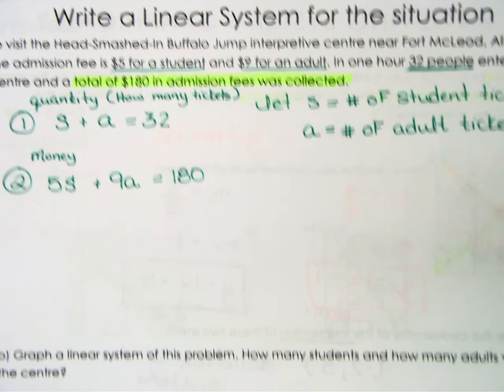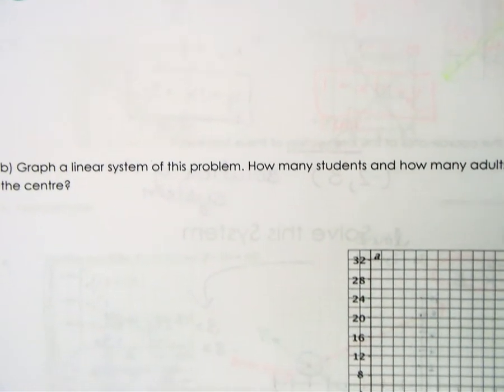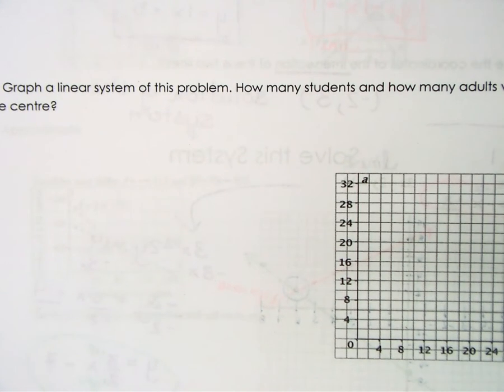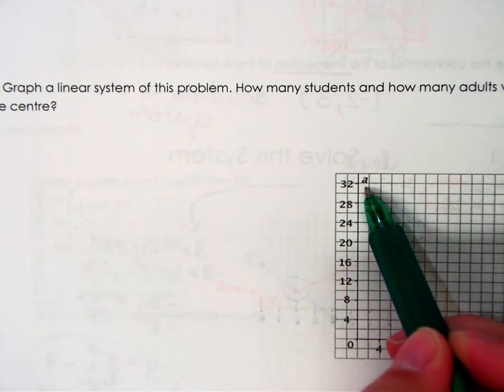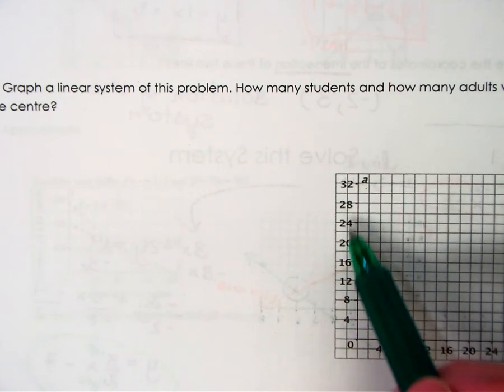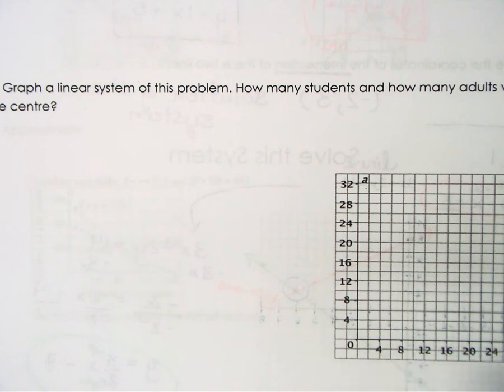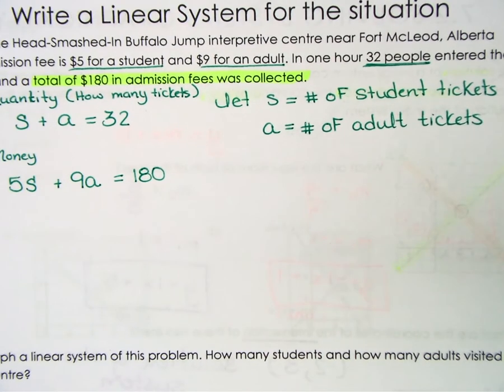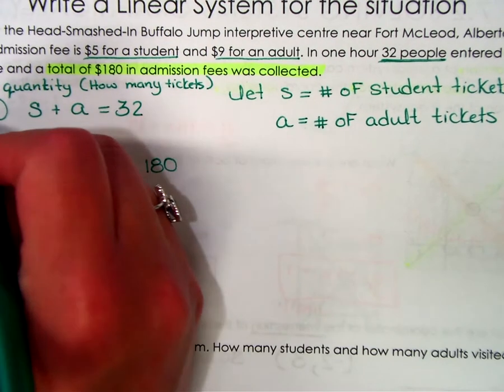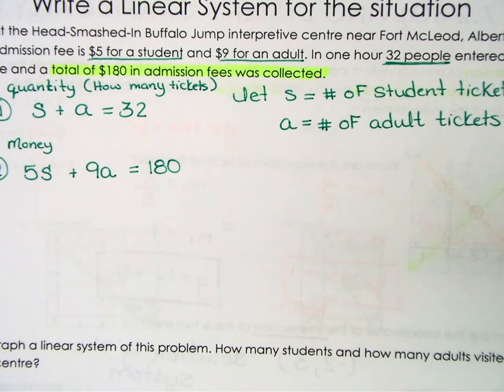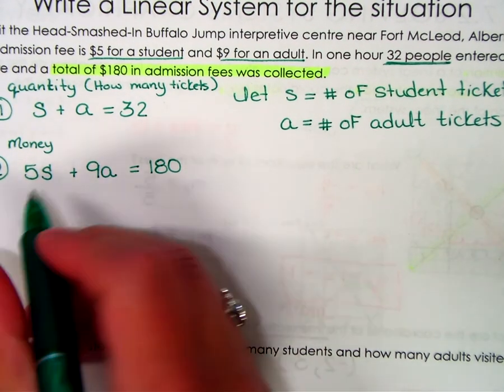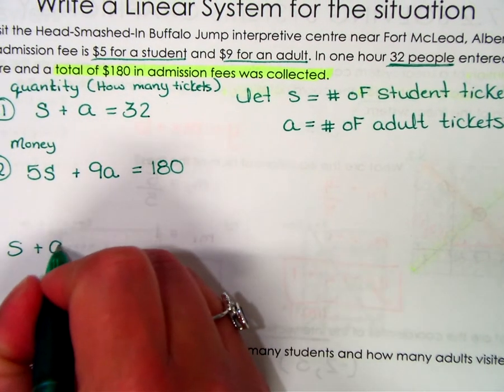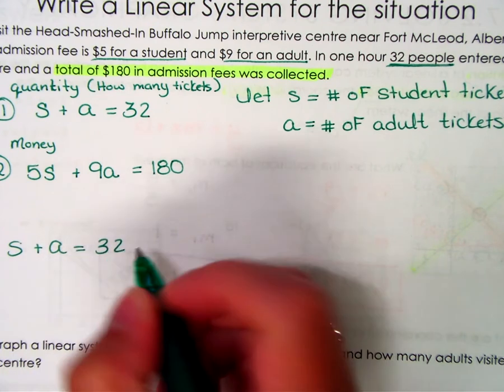So if we look at the graph I gave you down here, what is A? A is on the y-axis and S is on the x-axis. Remember how in the last equation we set them all equal to y, so it was easier to see? We can graph it that way. So for equation 1, we said that A was our y, so we're going to set it equal to A. So I have S plus A equals 32.